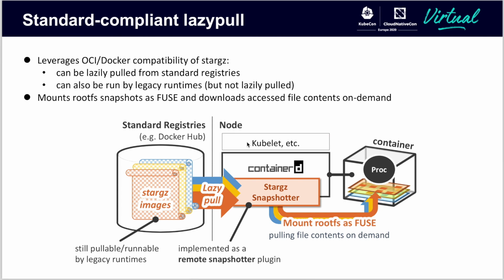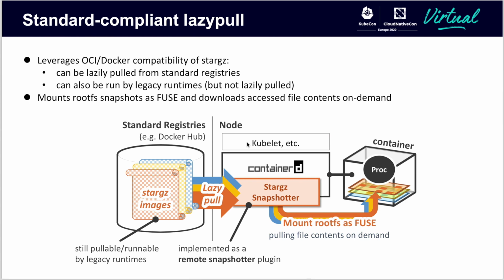In the following diagram, a registry is shown on the left side and a node is shown on the right side. On the node, Stargz Snapshotter is plugged into Containerd. For containers spawned by Containerd, Stargz Snapshotter mounts the container's rootfs snapshots as views. On mount, most of the layer contents are not downloaded yet. Instead, Stargz Snapshotter lazily downloads file contents accessed by containers on demand from the standard registry.